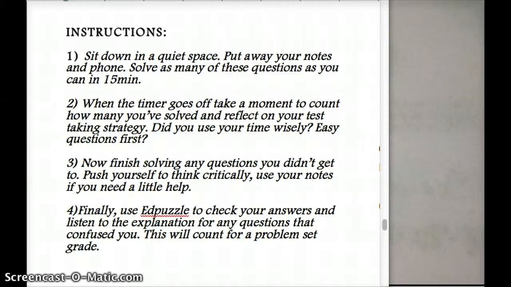Can you answer them all? Can you answer 5 of them? Because that would be a good grade. Can you answer 3 of them? When the timer goes off, think about the strategy you used. Did you use your time wisely? Did you do the easy questions first? And then take some time to actually finish solving the questions you didn't get to.